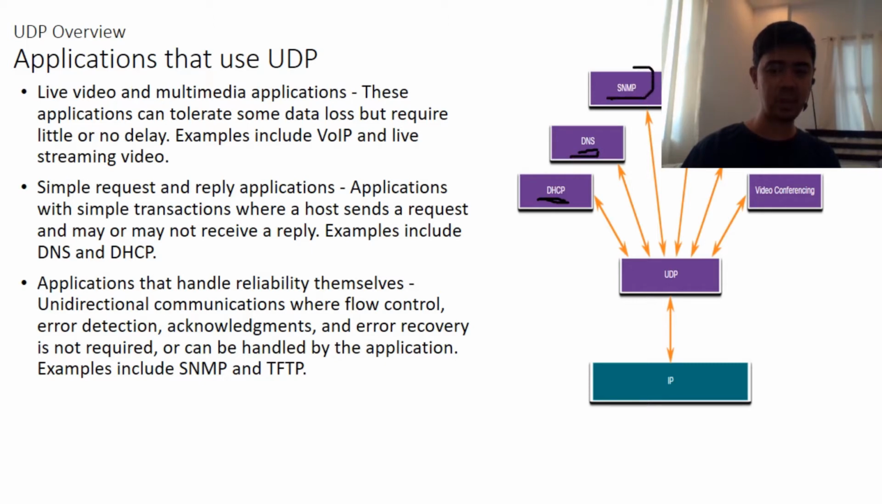SNMP, a network management protocol used by network monitoring software. This is discussed in Cisco 3 and Cisco 4. TFTP, you will use this in Cisco 2, because there it is discussed. We use TFTP to backup the IOS files and configuration. You will explore this in Cisco 2. And IP phone, VoIP, voice over IP phones, and then video conferencing. Like Zoom, right? These are examples of video conferencing. So these are some of the services that use UDP.